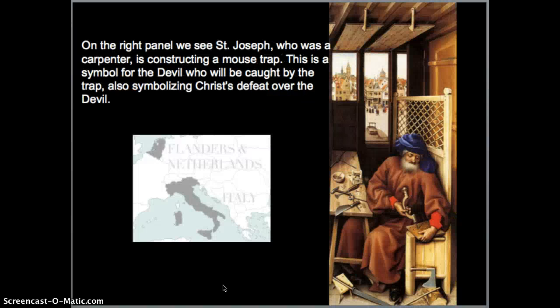On the right panel, we have Saint Joseph, who is a carpenter, and he's making, what is he making? He's making mouse traps. The mouse was a symbol for the devil, who's going to be caught by the trap. So this represents Christ's defeat over the devil. And we have a couple of mouse traps he's made. But what I really think is significant is the attention to detail and how he's painted the texture of the wood. And we have our light source casting a shadow here, and then we get to see everything illuminated over here on what Joseph's working on.